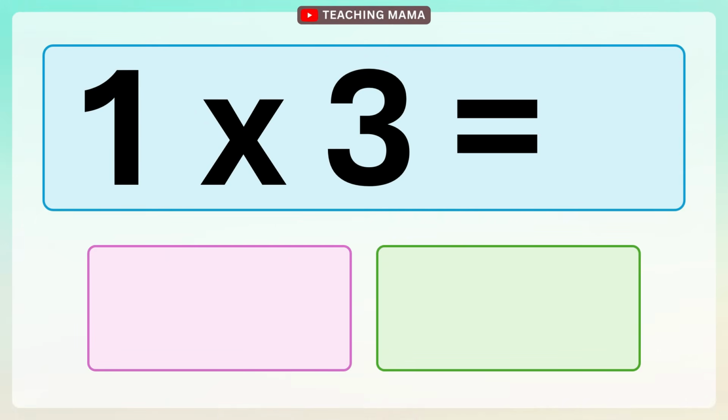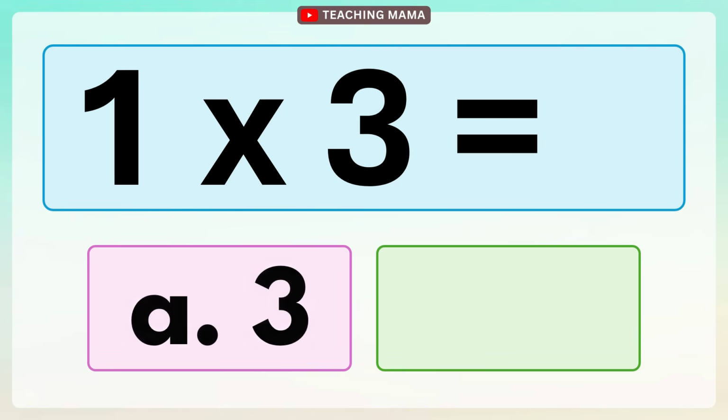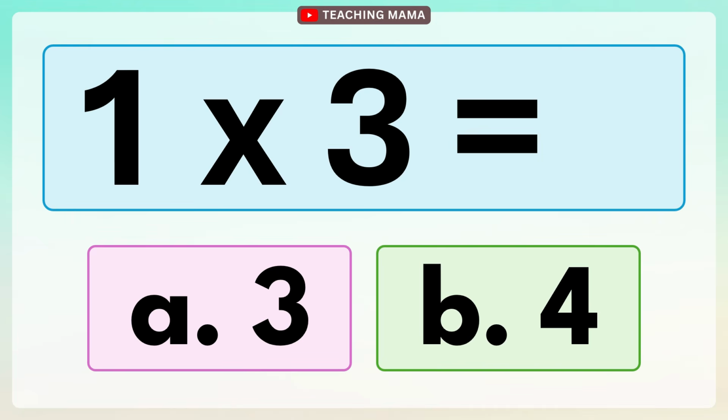1 times 3 equals A. 3 B. 4. What is the answer? A. 3.